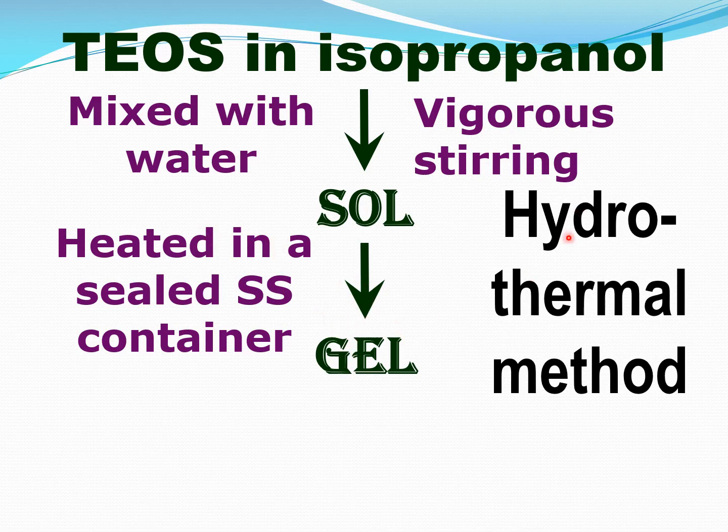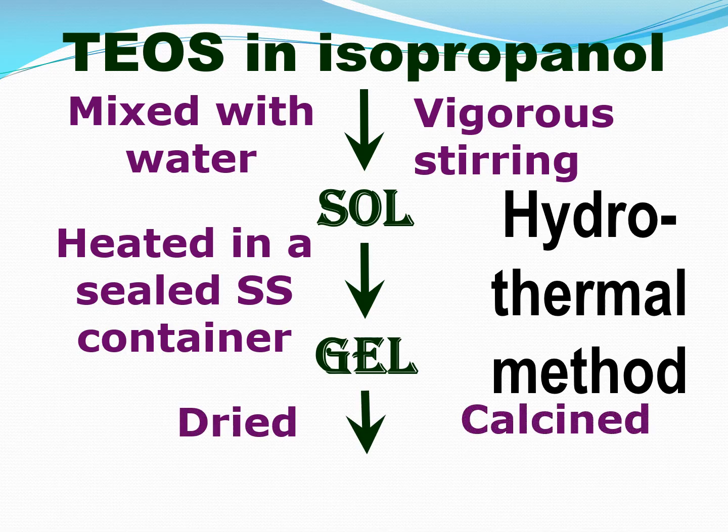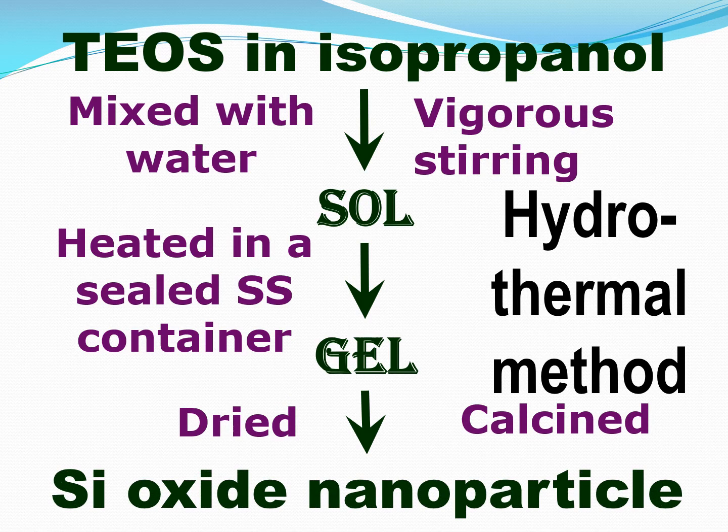This is called hydrothermal: heating in a sealed container. Hydro because we are doing it in an aqueous medium, so it is called hydrothermal. Hydrothermal synthesis means heating in a sealed container. So you get the gel. The gel is then dried and calcined to give the silicon oxide nanoparticles. So this is how we can do the hydrothermal method.